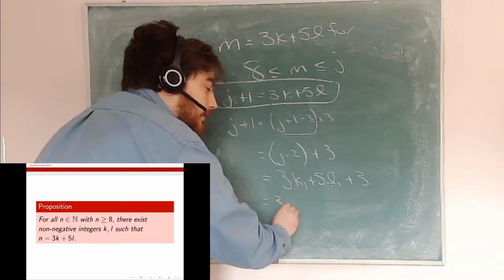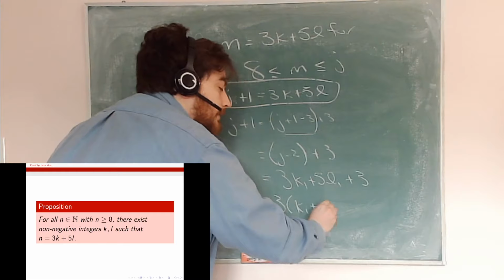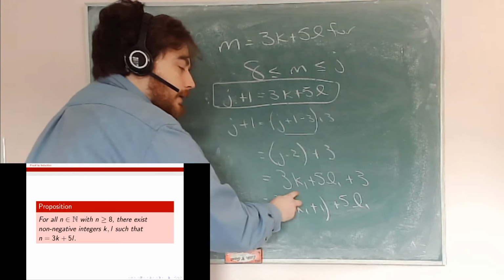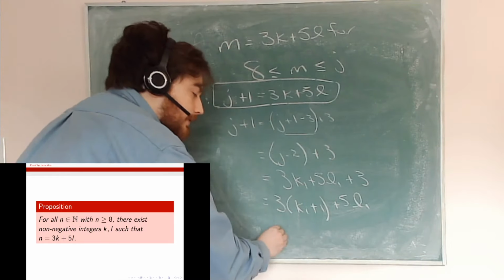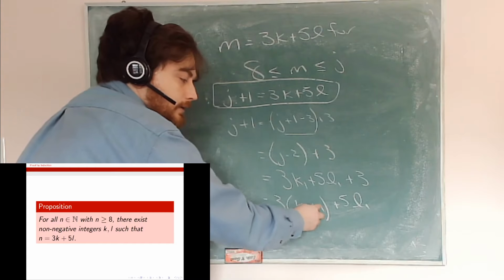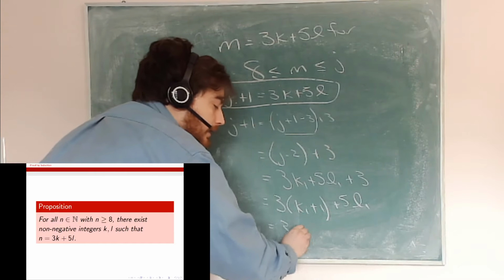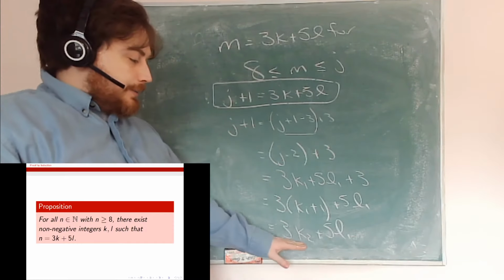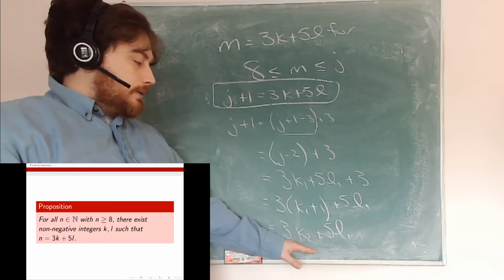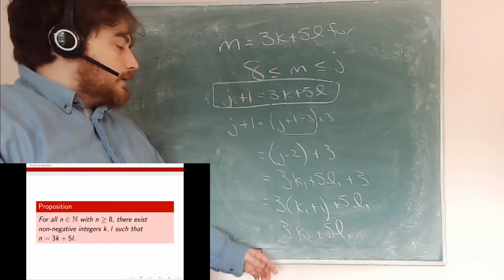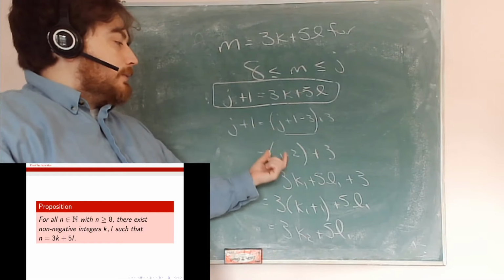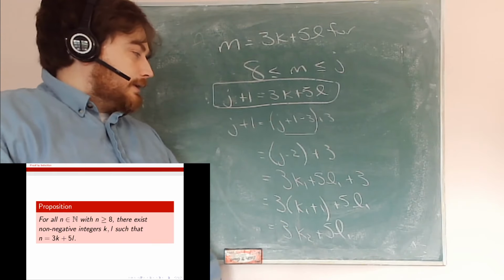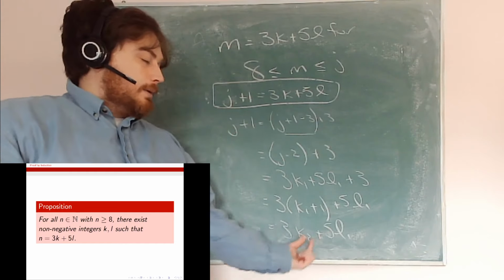But then if I put this together, I get 3 times k1 plus 1 plus 5l1. Because I have a 3 here, I add them together, I get 3 times k1 plus 1. And so if I let, say, k2 be k1 plus 1, I get that I have now rewritten j plus 1 as 3 times an integer, which was our k1 plus 1, plus 5 times an integer. So we get that, assuming this is true for 8 up to j, 3k2 plus 5l1 is indeed our j plus 1, which can indeed be written in that form.